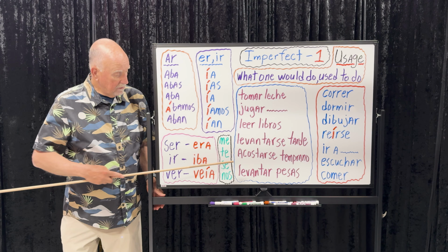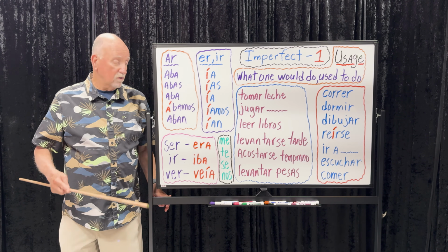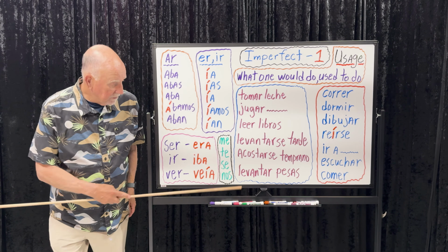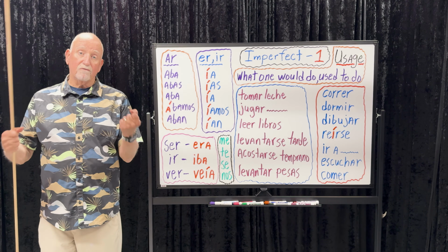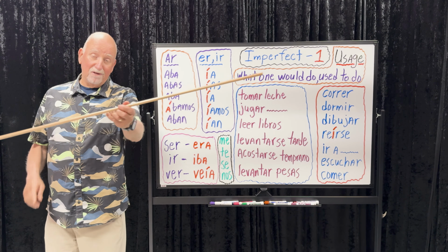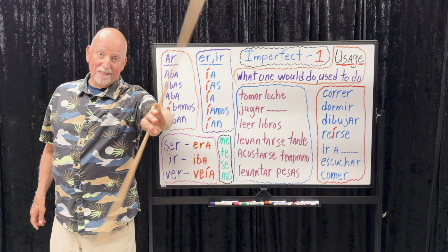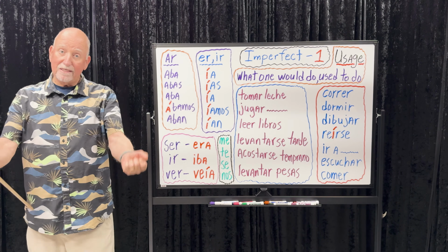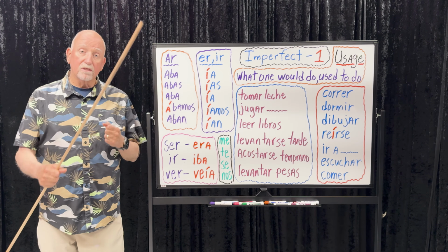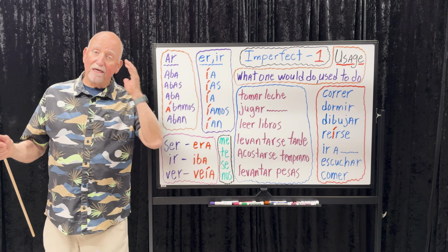Reflexive verb, come over here. Here are your pronouns that we have to account for. Me, te, se, or nos. Acostarse temprano, to go to bed early. Levantar pesas, to lift weights. I'm telling you, with my knee the way it is right now, this is about the only weight I'm lifting, this little stick. Levantar pesas, to lift weights. Over here, correr, to run. Dormir, one of our favorite pastimes, to sleep.